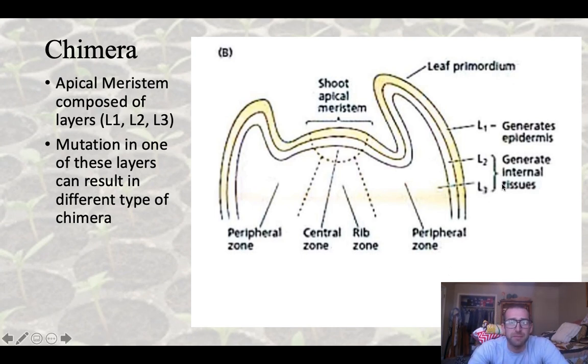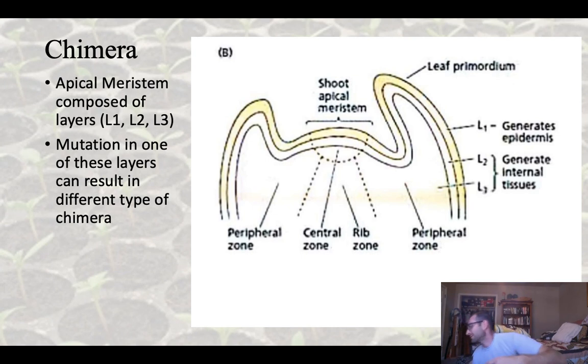So what's happening, and we won't get too in-depth with this, there's different types of chimeras, and it gets a little complicated. But if you look at your shoot apical meristem, remember that's the tissue that is actively dividing. It creates all the other tissues in your shoot. It has 3 layers, and those layers develop into different tissues. So this L1 layer is going to develop into the epidermis, while the L2 and L3 layers develop into the other types of tissues that we talked about, whether it is cortex or xylem, phloem.